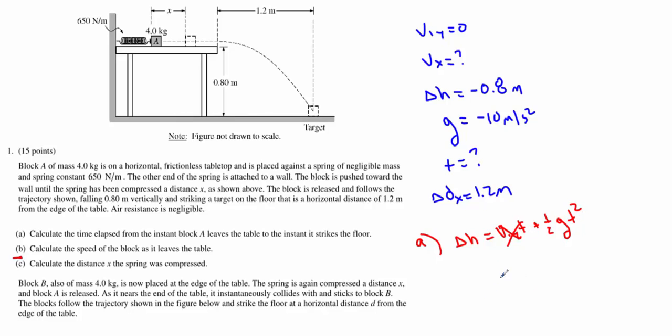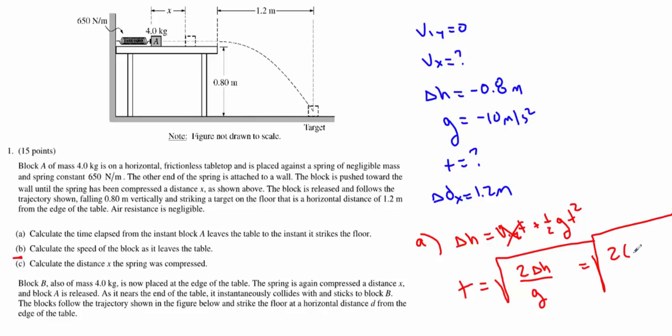And I'm going to rearrange this for time. Time ends up being the square root of 2h, or 2 delta h, over g, which is going to be the square root of 2 times 0.8 divided by 10, which ends up being radical 1.6. And let me go ahead and type that in and calculate. I'm getting a time of 0.4 seconds. So it's going to take 0.4 seconds to fall down 0.8 meters, as well as it'll take to travel the 1.2 meters. I'm going to go ahead and toss that in my knowns list here so I have it for other parts.